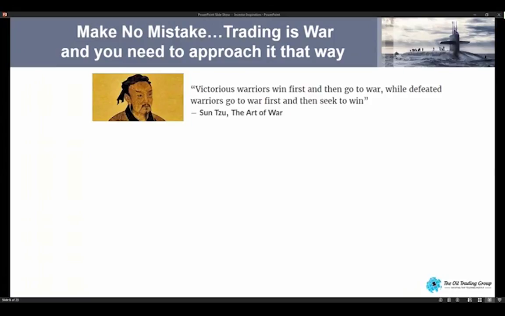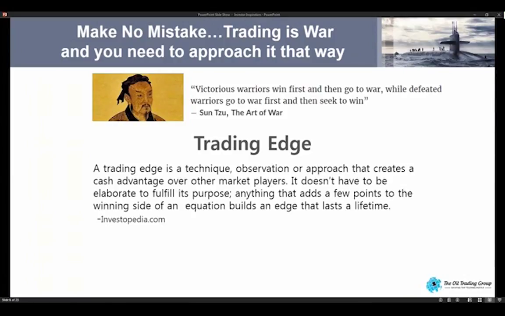Of course, Sun Tzu, who wrote the famous book, Art of War, talks about victorious warriors win first and then go to war, while defeated warriors go to war first and then seek to win. And simply put, what that means here is that traders, a lot of times traders that make mistakes, new traders, they think that they buy a book, they buy a program, they implement that program, and they go out and then try to war before they understand what it takes to win. If you've been trading for a while, you understand that you have to have a plan. You know what you're going to be doing, and you know what the outcome is going to look like before you even get started. And that's what my interpretation of this passage means.